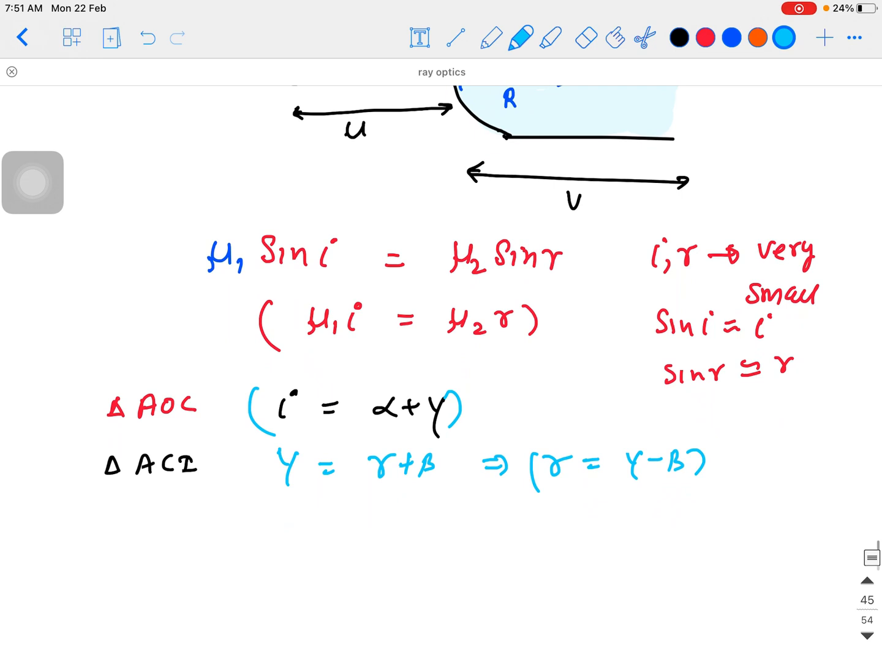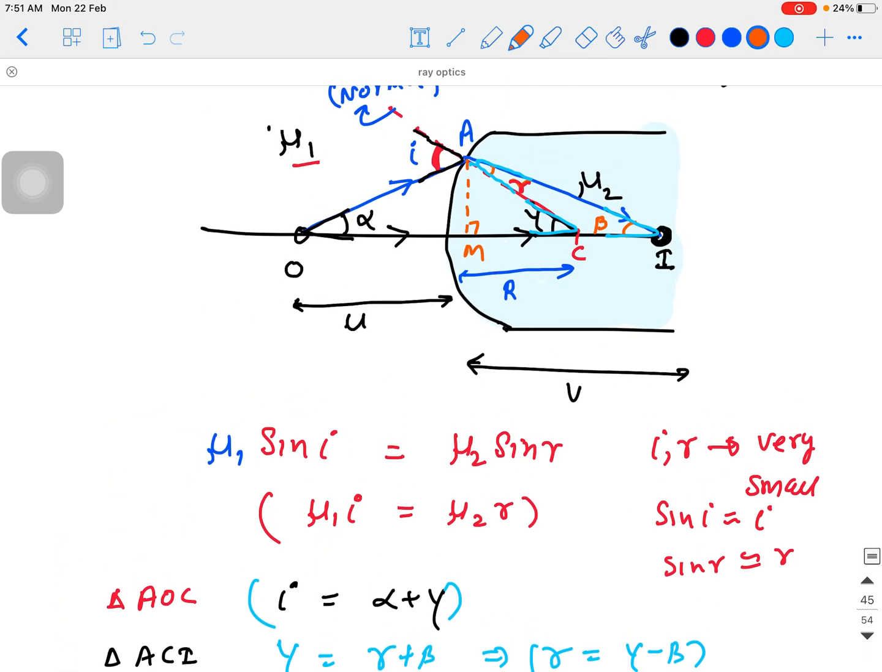Another thing I will find out in triangle AMO. In this triangle, I will write tan alpha. Tan alpha is equal to perpendicular AM by base, that will be MO. And since the angle is small, tan alpha can be written as alpha, so alpha is equal to AM divided by MO. One point here I can write.